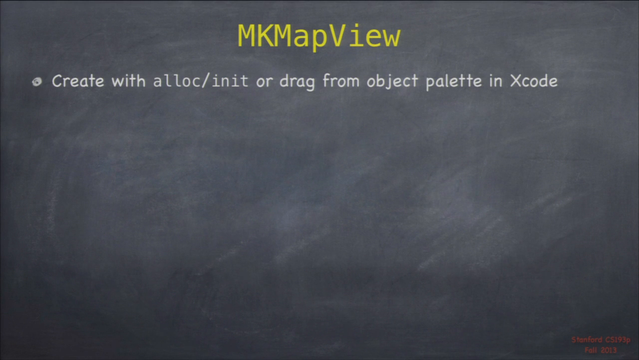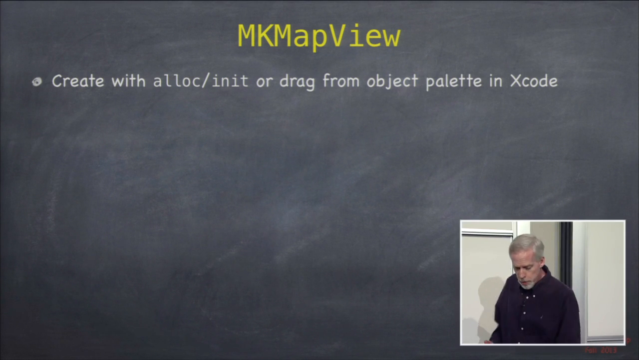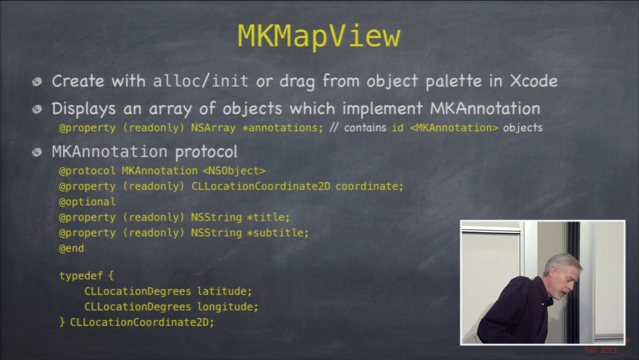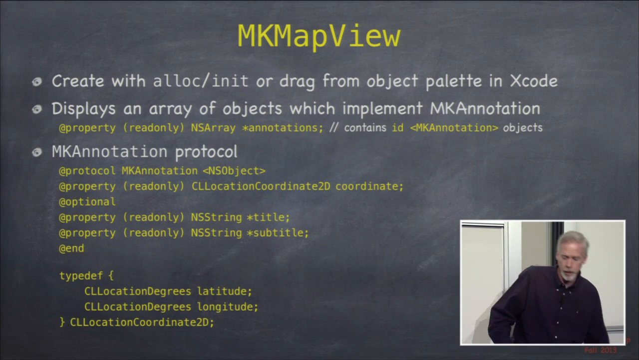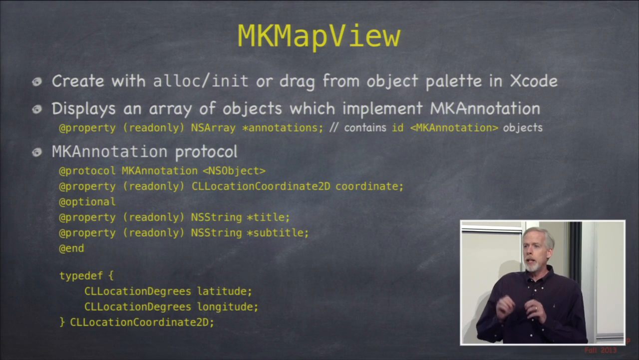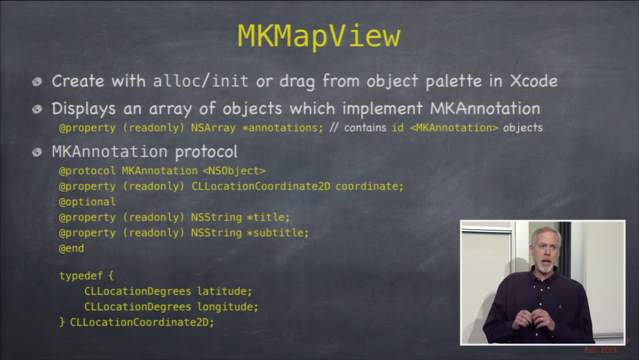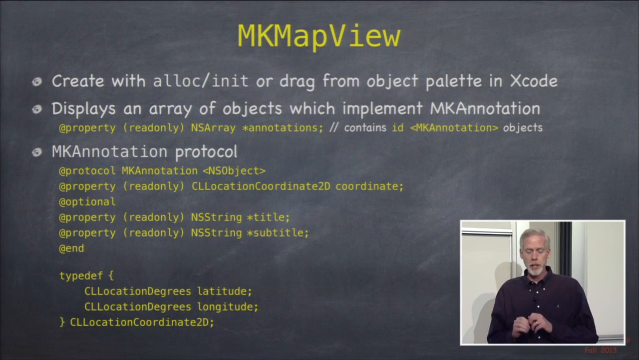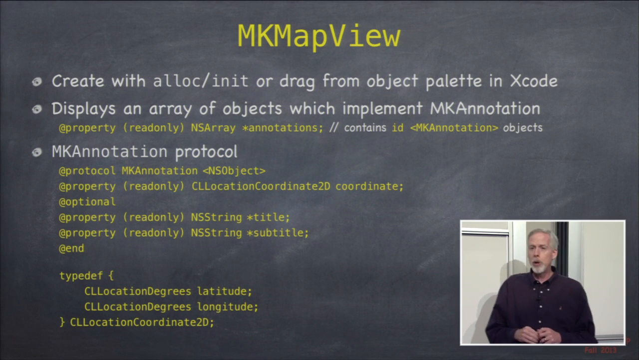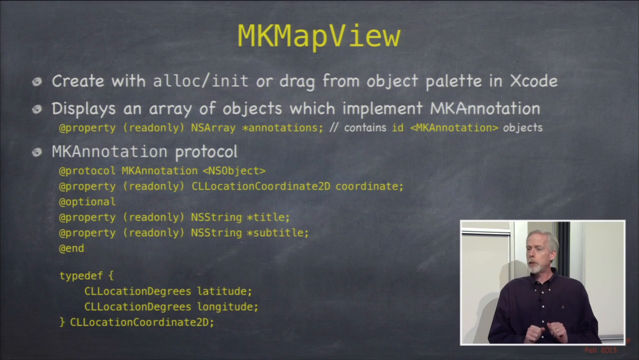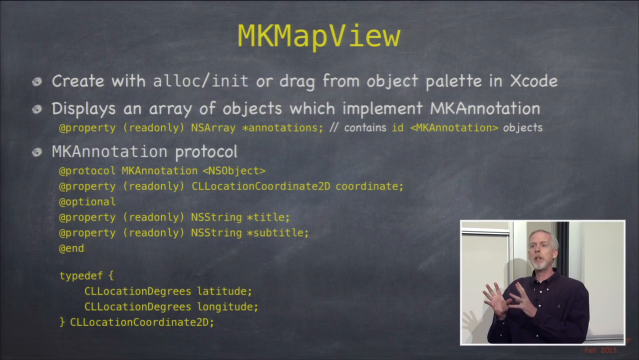But the main thing to understand is how you create a map view and how you put these things on the map. So map view, just alloc init, or more often we drag it out from the palette in Xcode. And the way we put the pins on there is we add these things called annotations. Okay, so an annotation is really just an id that responds to this protocol. You see this MKAnnotation protocol up here. So any object in your entire application that responds to this protocol can just be dropped onto the map view.